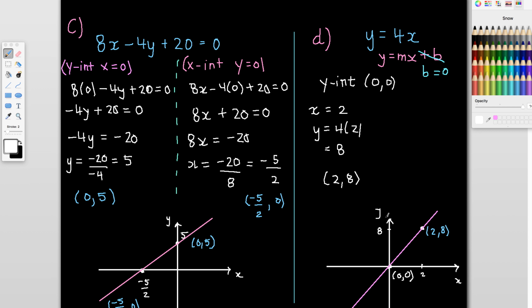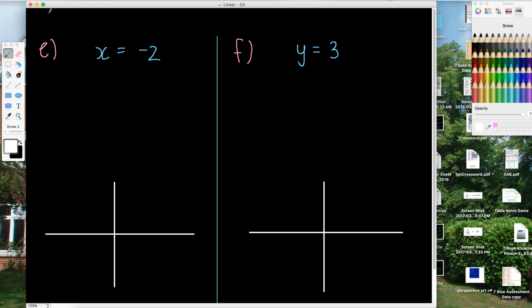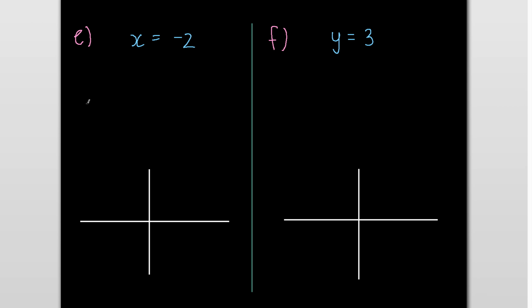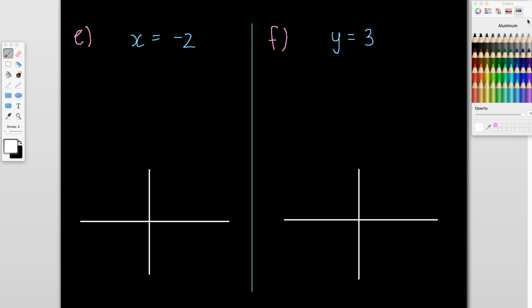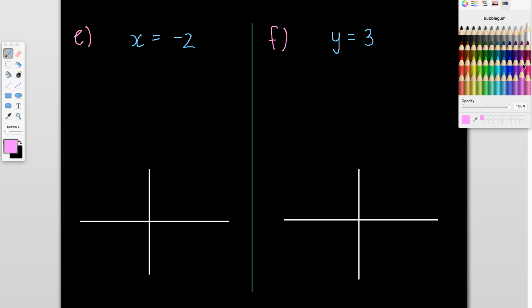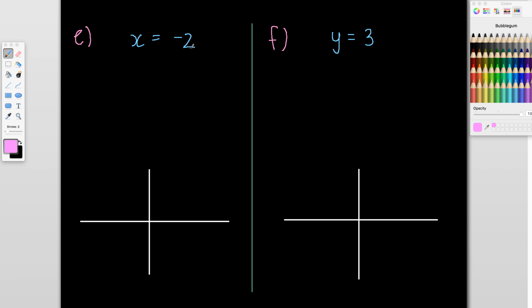Okay, just one more special case, and that is when your equations look like this. Now, we have touched on these sorts of rules before, so hopefully you remember when we have a rule that is in the form x equals a constant term, so x equals a number, what you're dealing with is actually a vertical line. Now that vertical line is going to pass through, so your x-intercept is going to be whatever this constant term is equal to, so it's -2.